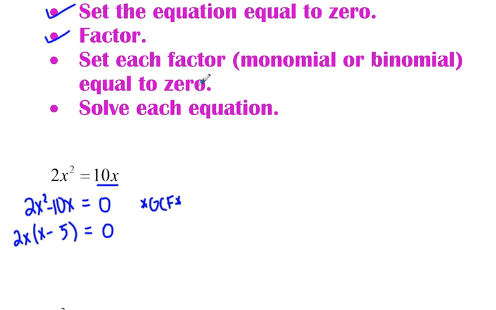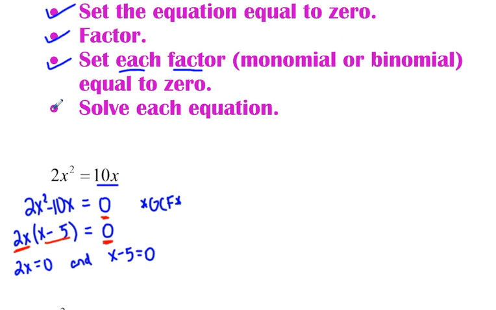The third step says to set each factor equal to 0. The first factor that I have is the 2x. So one equation I'll write will say 2x equals 0. And for my second equation, I'm going to take x minus 5 and set that equal to 0. The reason I'm setting both equations equal to 0 is because my original problem we had set equal to 0 as well.